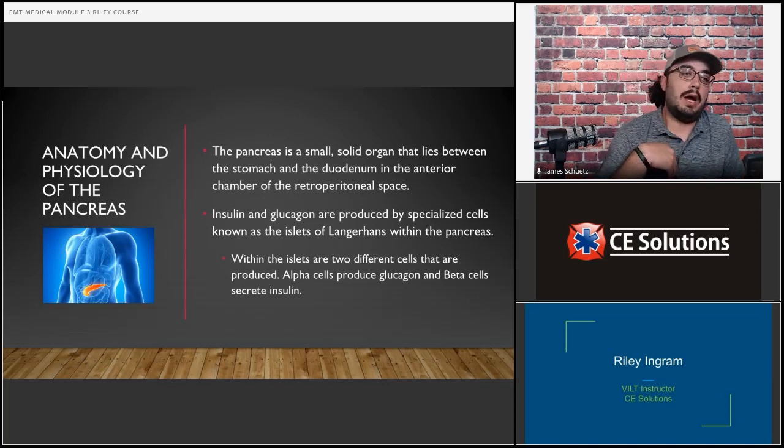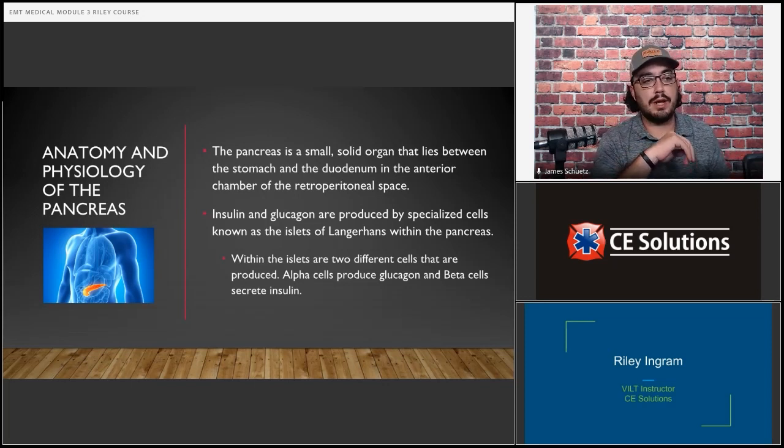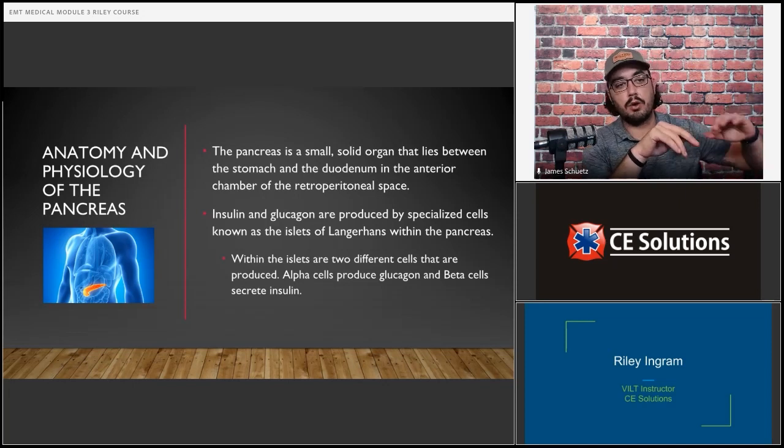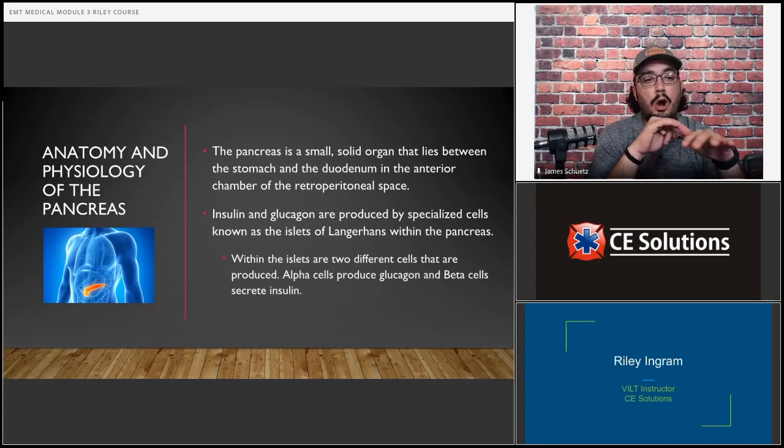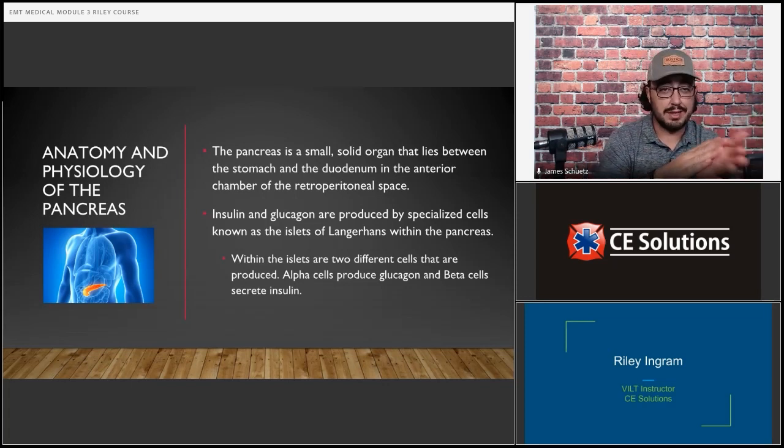Insulin and glucagon are produced by specialized cells known as the islets of Langerhans. I love saying that. They're within the pancreas, only inside the pancreas, and they produce insulin and glucagon. Within these islets are two different types of cells. The alpha cells produce the glucagon, and the beta cells secrete the insulin. We've got to have both of those in a perfect relationship, right?